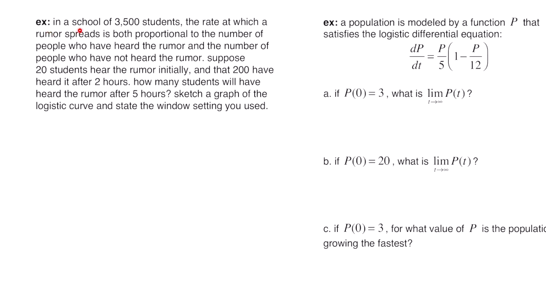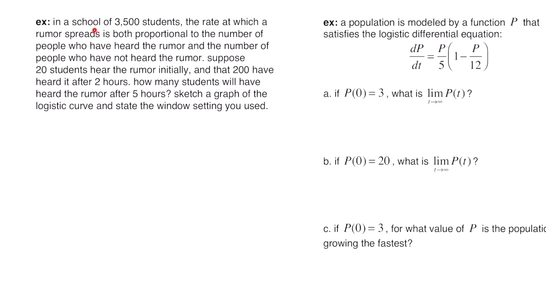This example says, in a school of 3,500 students, the rate at which a rumor spreads is both proportional to the number of people who have heard the rumor and the number of people who have not heard the rumor. Suppose 20 students hear the rumor initially and that 200 have heard it after 2 hours. How many students will have heard the rumor after 5 hours? Sketch a graph of the logistic curve and state the window setting you used.